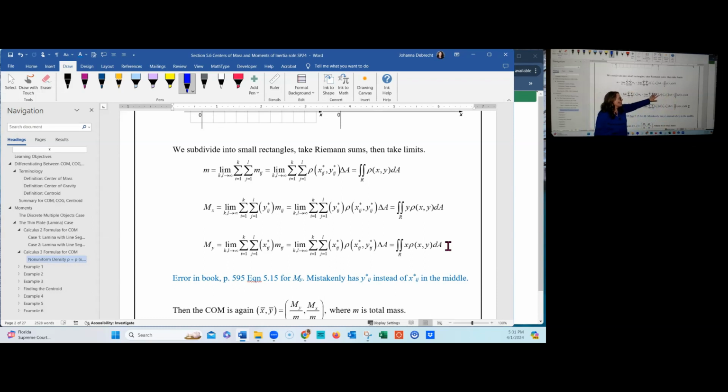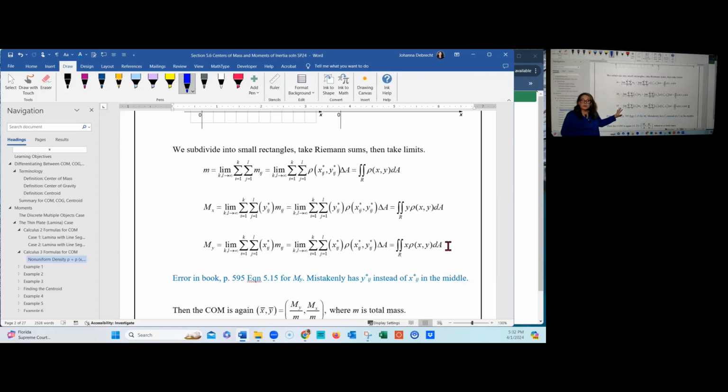And then after I add them all up, taking the Riemann sum, I take the limit as the number of subdivisions goes to infinity, or the width and length of each little tiny rectangle goes to 0. And when that happens, I get a double integral over that entire lamina of y times the density function, which is a function of both x and y, with the differential for area dA.